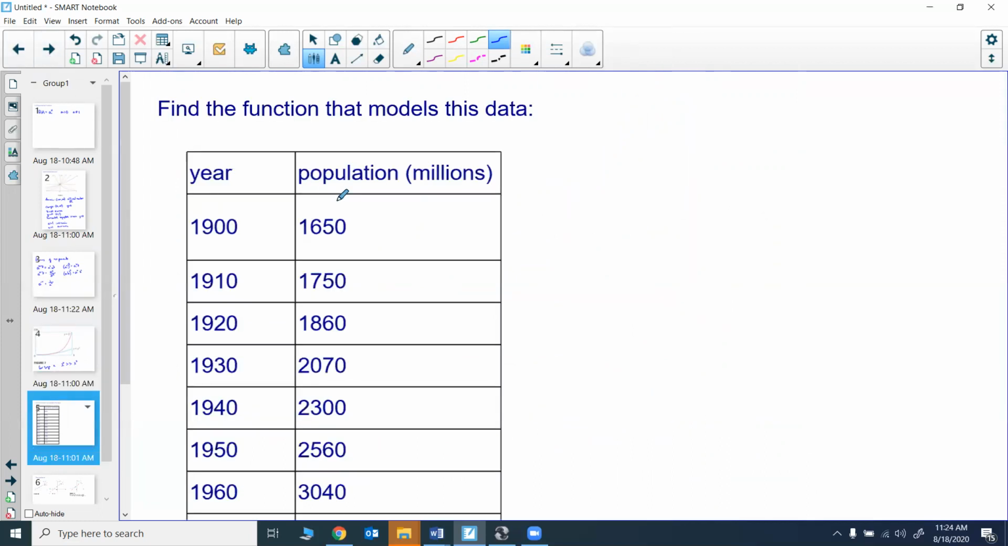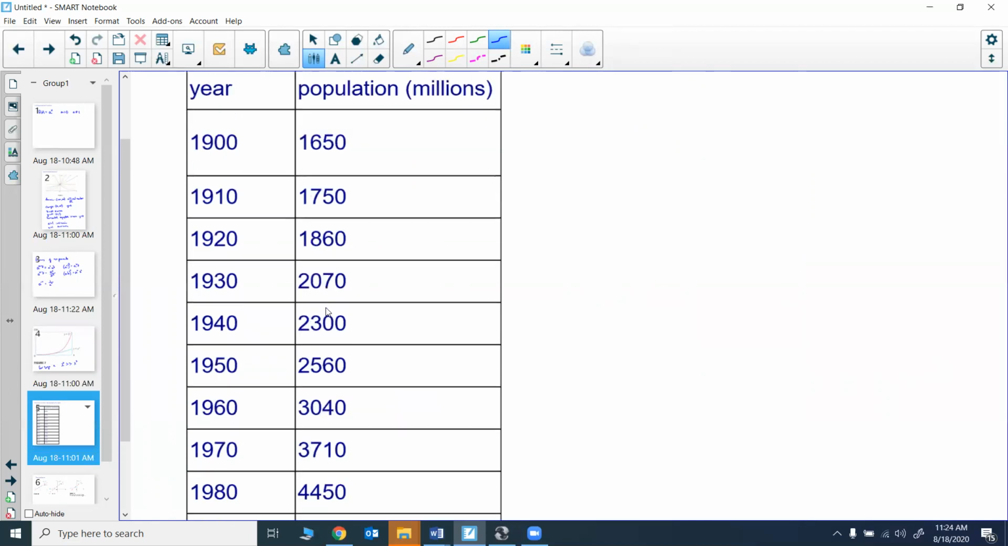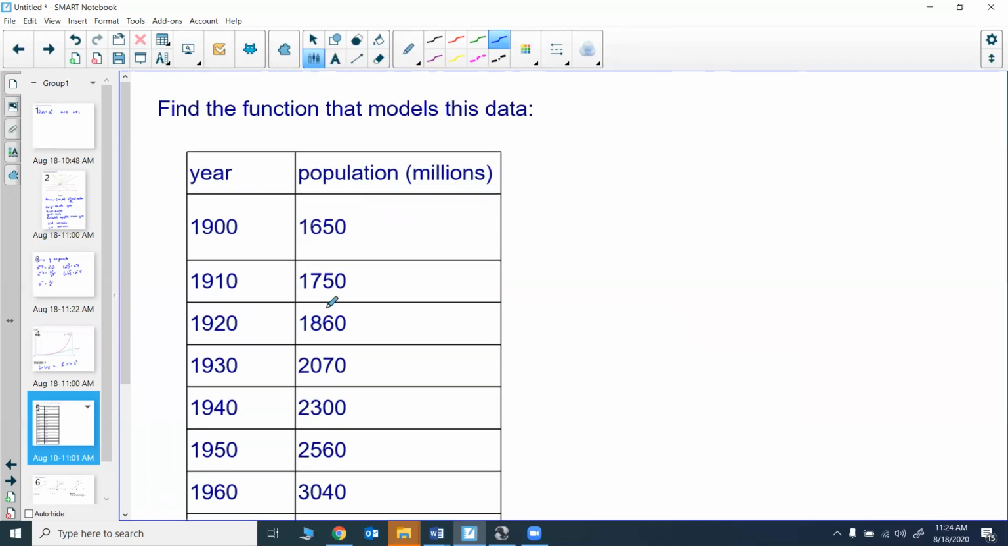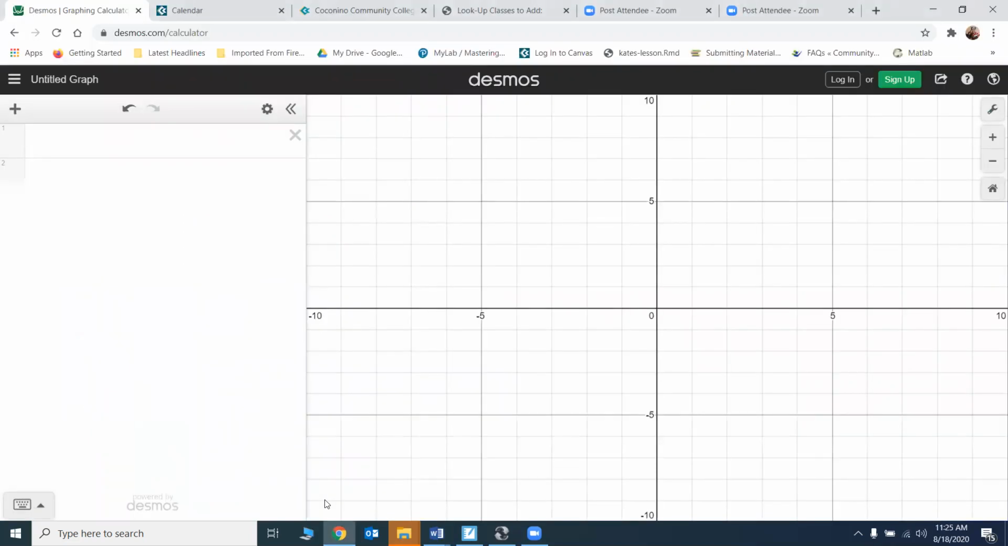The next thing I want to do is just show you how we can model. So if we have a function here, this is the population of, I believe, the United States from 1900 to 2000. We're going to put this data into a graphing calculator of some fashion. I'm going to use Desmos. I find Desmos a little bit easier than your basic graphing calculator. So here's the basic Desmos. I'm going to make a table, and I'm going to type in my x values.